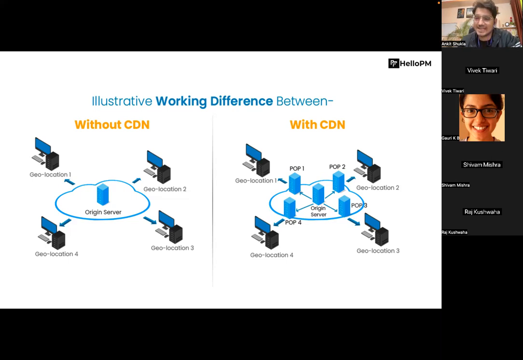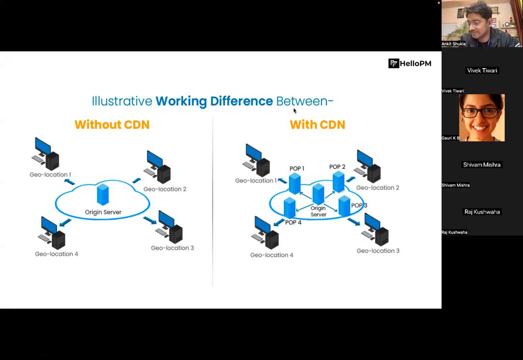So CDN is a content distribution network, where we make sure that replicas of the major files of a particular server are distributed across the globe. For example, this is the origin server, which is in the US, and someone is accessing it from the US, someone from Brazil, someone from the UK, someone from Singapore. When they access it, the data is always going to come from the US server.